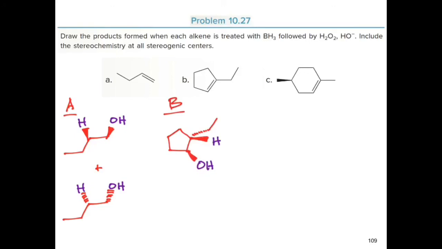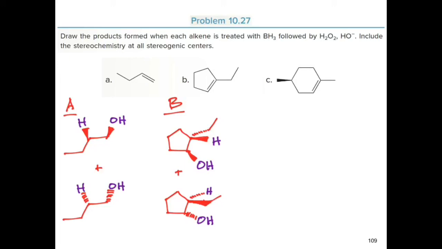And so here's the first product. So you can see that the hydrogen and the hydroxy group are on the same side of the plane. And the second product in terms of stereochemistry would have the hydrogen and the hydroxy group oriented towards the back.